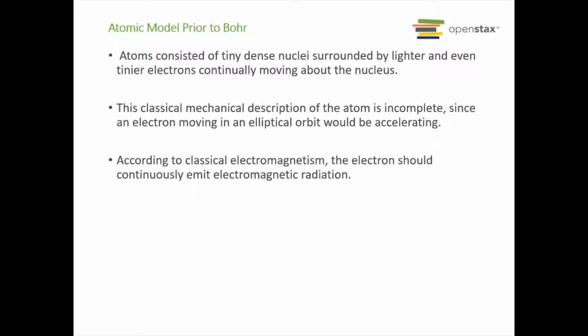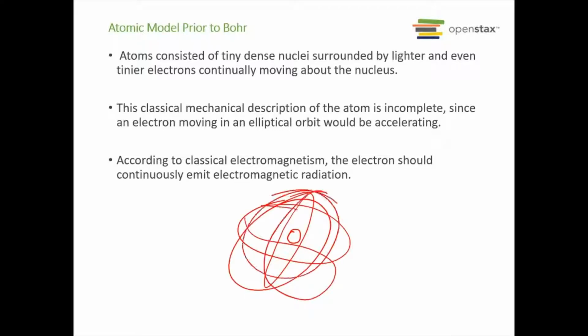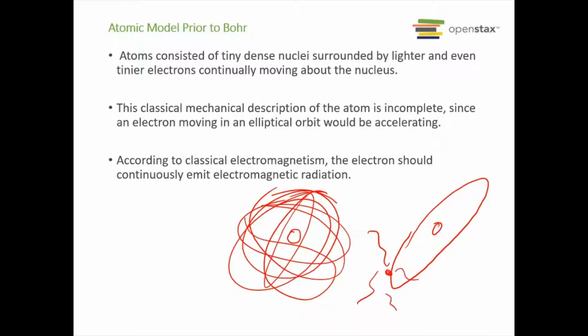So before Bohr came along, atoms we knew consisted of tiny dense nuclei surrounded by these lighter and tinier electrons moving about the nucleus. We talked about this before. We had the nucleus, and these electrons just going around it. But this was incomplete because if that electron, for instance, was going in an elliptical orbit, it would be accelerating. And if we had classical electromagnetism, it would be continuously emitting electromagnetic radiation or light. But that wasn't happening.